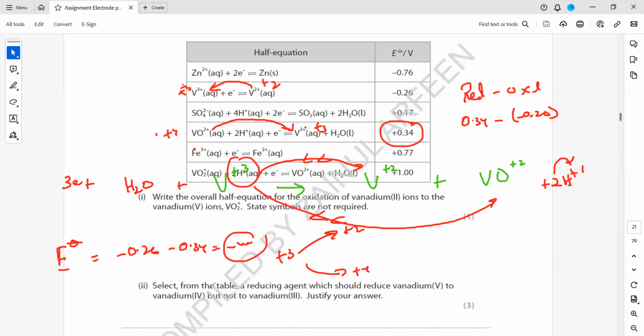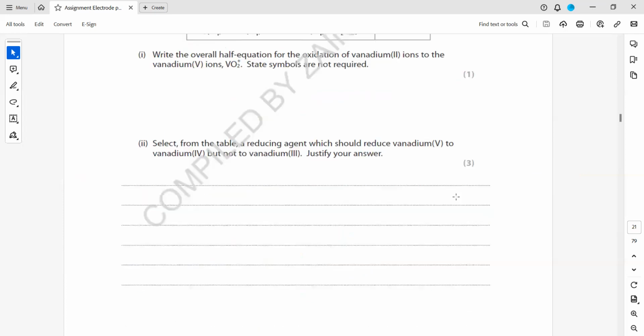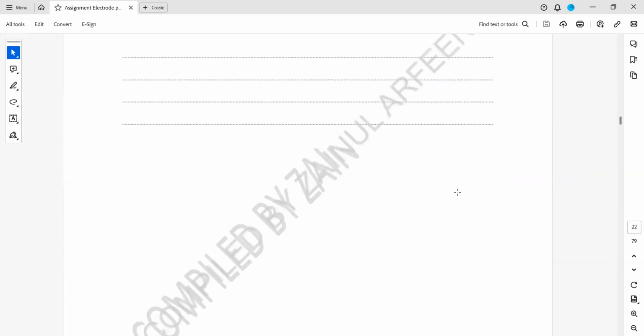So you can work out the idea of the electrode potential. If you get a positive answer, then it is feasible. If you get a negative answer, it means the reaction is not feasible. So this reaction is not feasible.